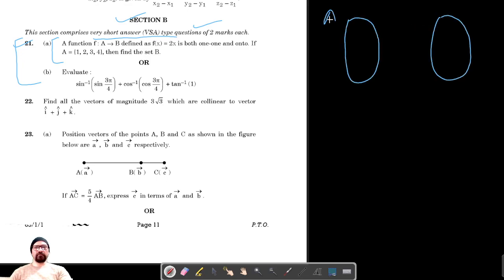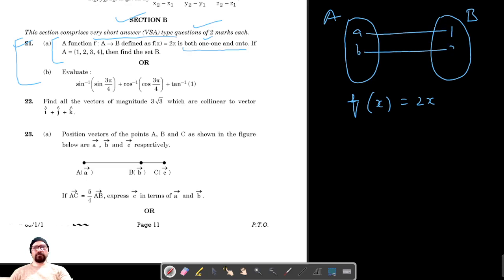So this function is defined from set A to set B, and the function says that f of x is equal to 2x, and it's given that it's both 1-1 and onto. So 1-1 means that for every input there is a different output, and onto means that for every y there is an x. That is, there is no element left in B such that f of x is not equal to 2x. For every y there is an x.